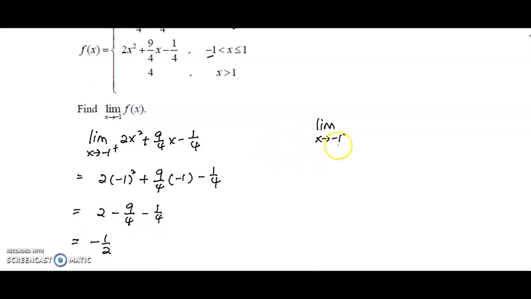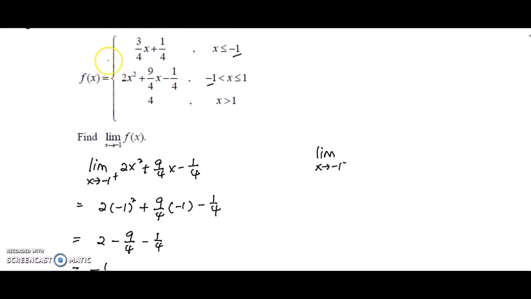Let's look at the left hand limit. If we want to put the f(x) here, we need to consider -1 negative. You can take a value which is a little bit less than -1. So the value which is less than -1 falls in this interval, and this function is defined for this interval. So I'm going to replace this f(x) by the linear function, that is 3/4 x plus 1/4.